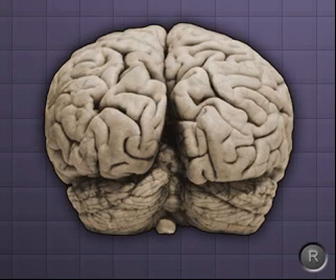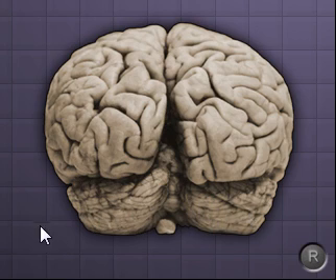This is the posterior surface of the brain. In this view, you can see the occipital lobes. This is one occipital lobe, and this is the other occipital lobe. As you probably guess, this space is the longitudinal fissure. You can also see here the little brain or cerebellum.